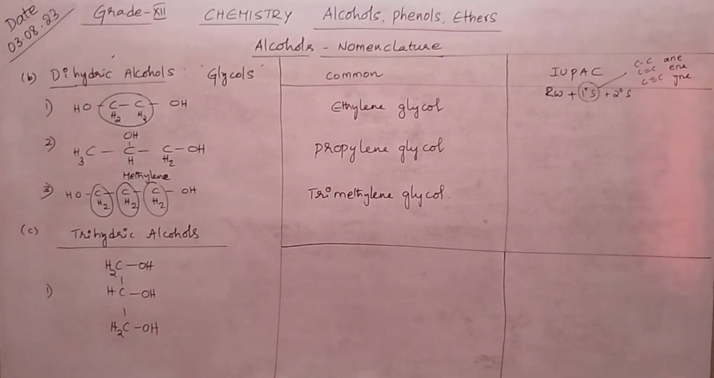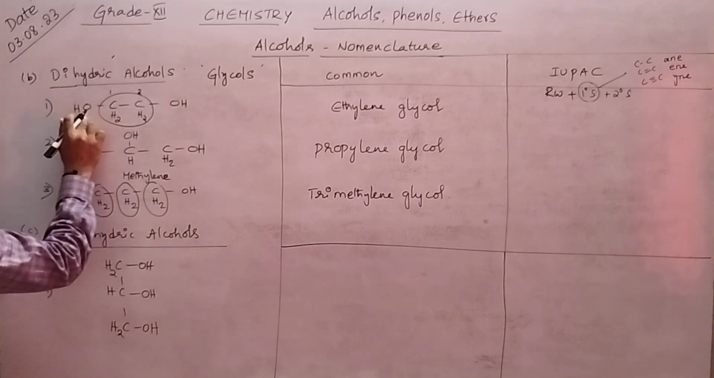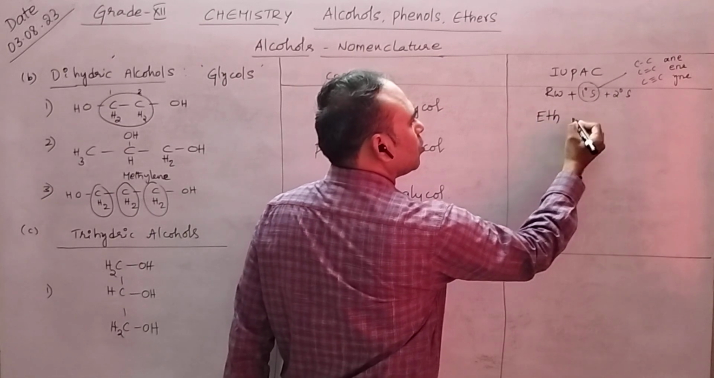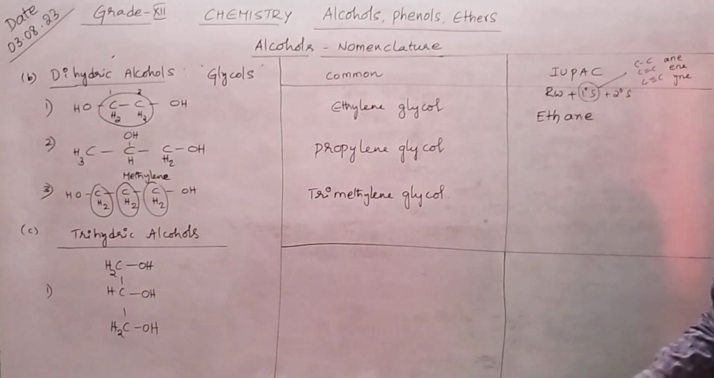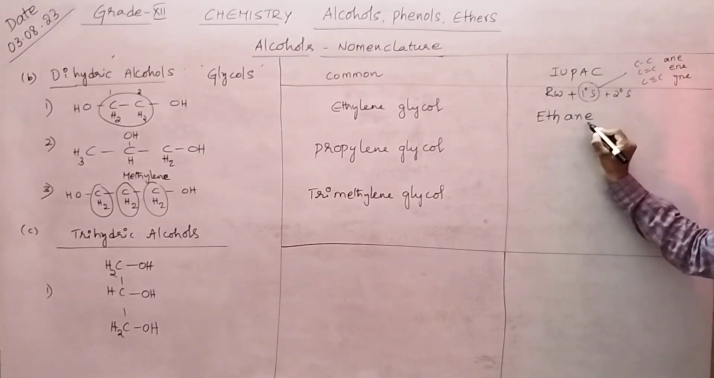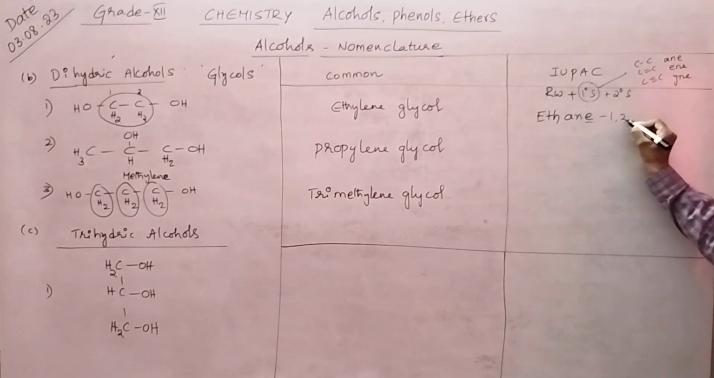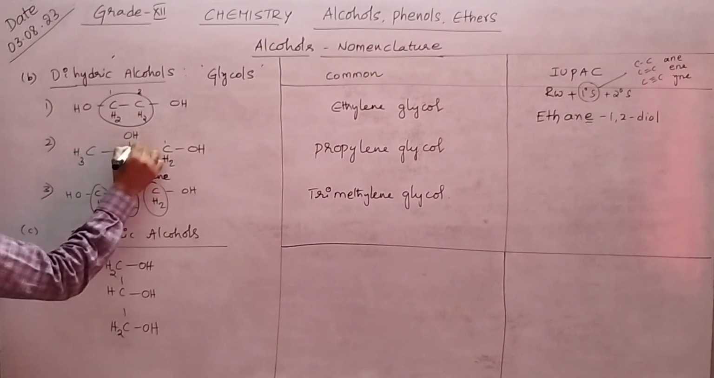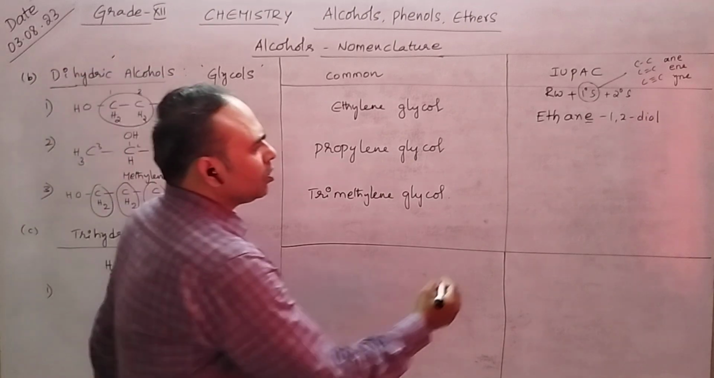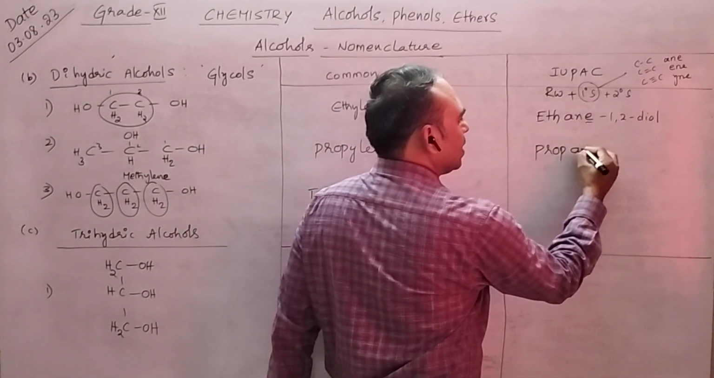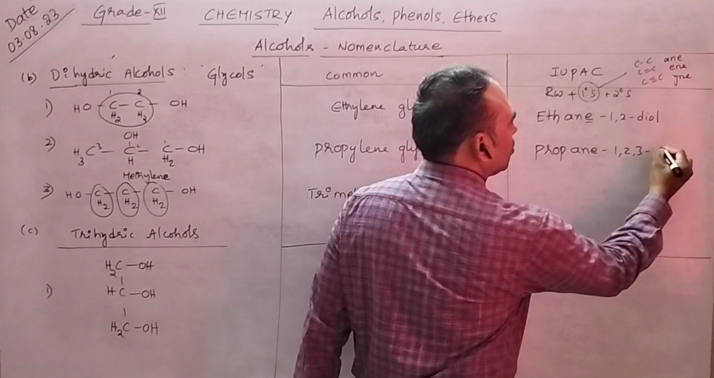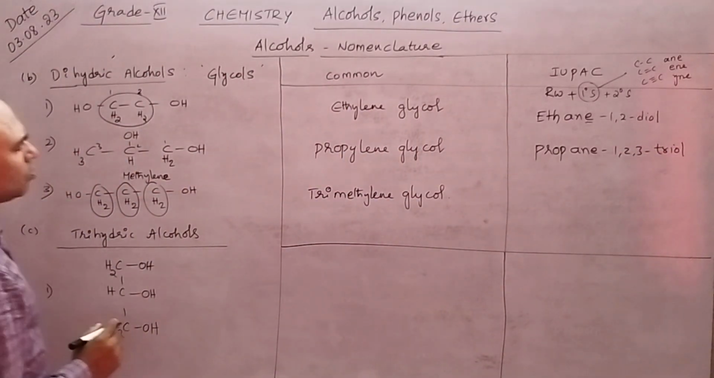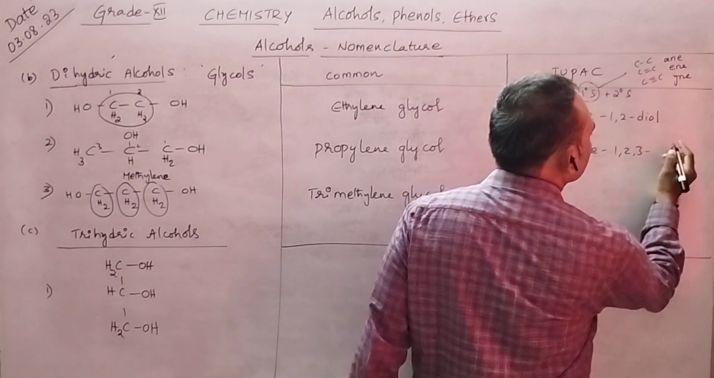Now coming to the IUPAC names. So this is 1 and 2, 2 alcohols, so therefore you call it diol. It is the root word ANE. Try to understand that if there are more than 1 OH group, you will retain E here. So ethane-1,2-diol. Now coming to this, 3 carbons, give the numbering from here 1, 2, 3. So root word is prop, write E here, and 1, 2, 3 triol. 3 OH group, hence, sorry, 2 OH group, hence we call it diol.